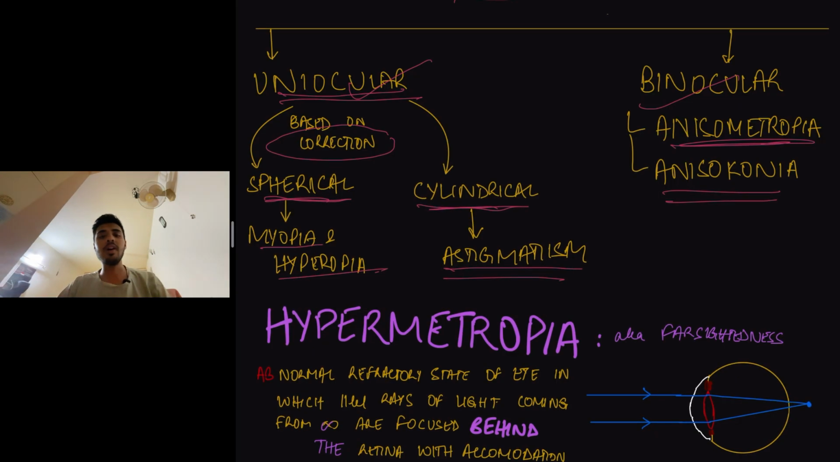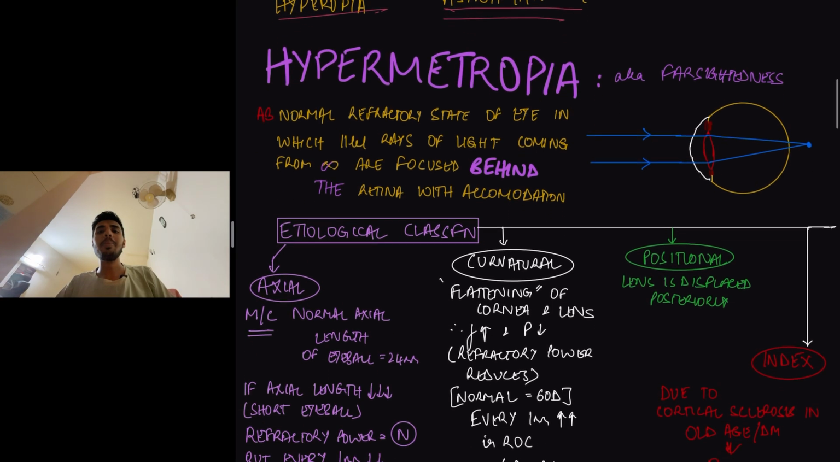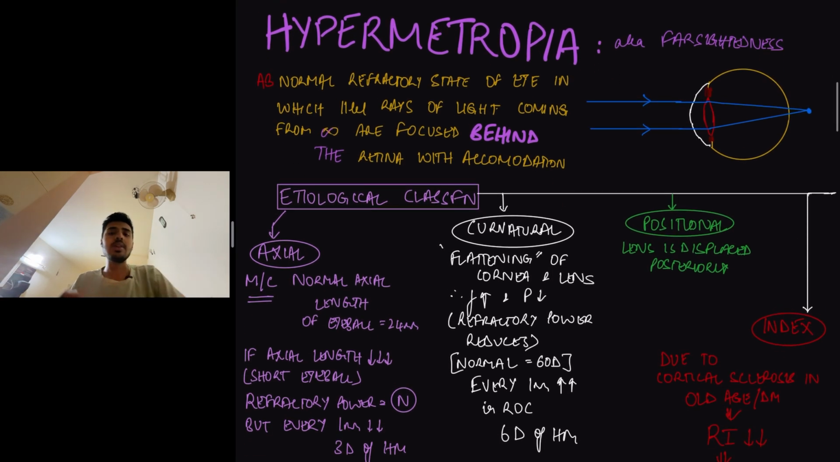So uniocular, you have myopia, hyperopia and astigmatism. Binocular, you have anisoconia and anisometropia. Now let's come to the main topic of today's video. So that is hypermetropia. Now hypermetropia is also commonly known as farsightedness.